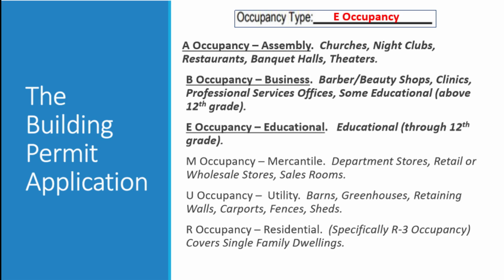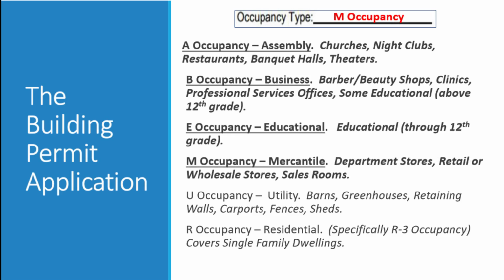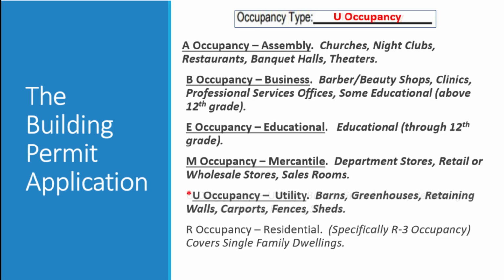as your occupancy type. If you are submitting a building permit for a retail store, or a department store, or a clothing store, then you would indicate M, mercantile, as your occupancy type. For building permits submitted for storage sheds, fences, carports, retaining walls, barns, or greenhouses, U, utility, is your occupancy type. These occupancies are some of the most commonly submitted to building departments.